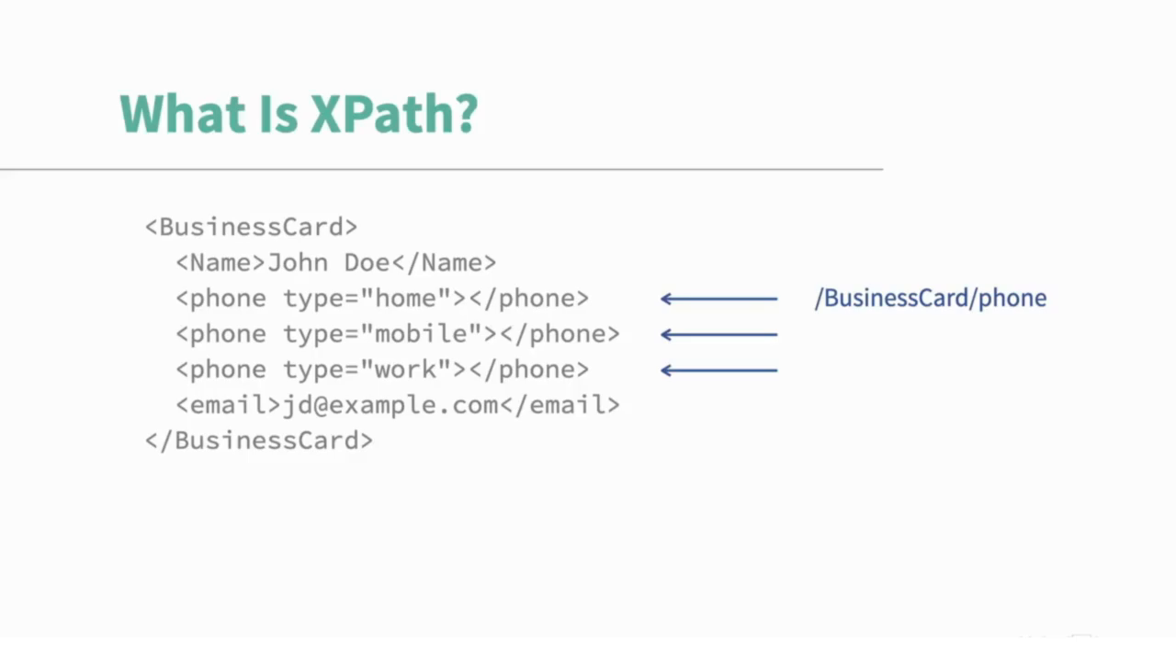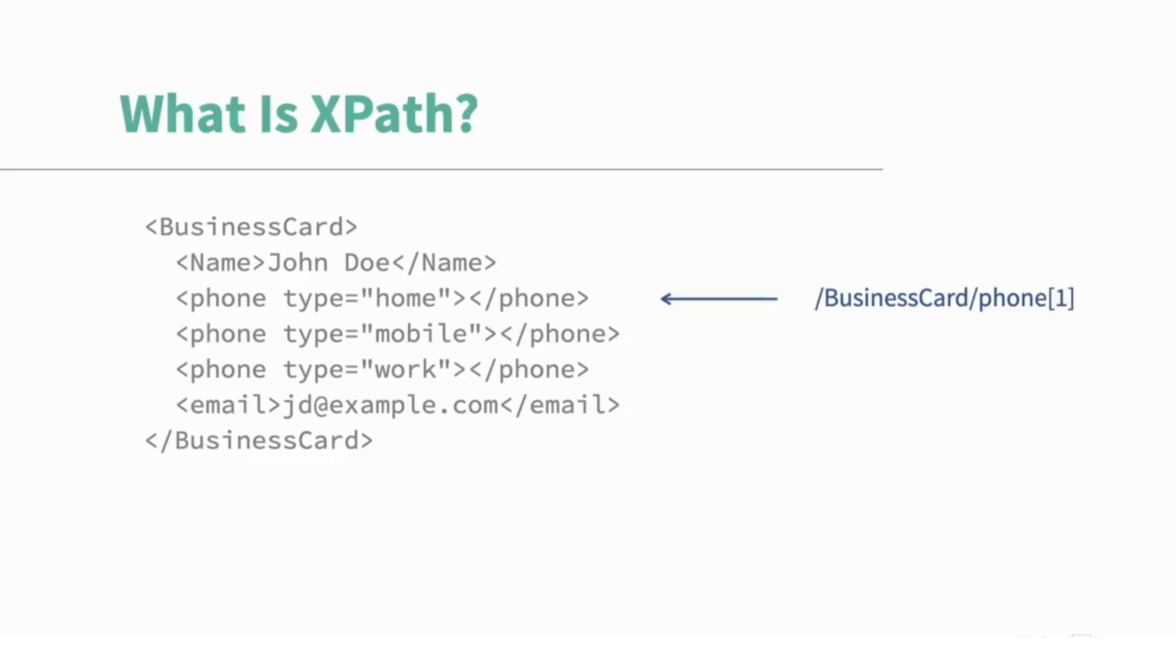Suppose we wanted to get references to these 3 phone tags. Now remember, in file systems, file names have to be unique within a given directory, but that's not true in XML. You can have multiple tags of the same name under the same parent tag. So in this case, I would write /businesscard/phone. That would give us a reference to all 3 phone tags.